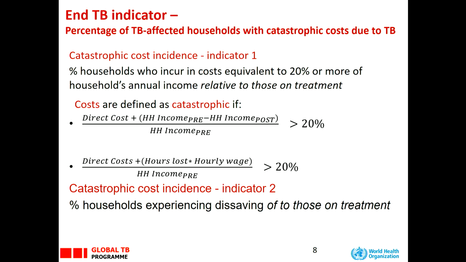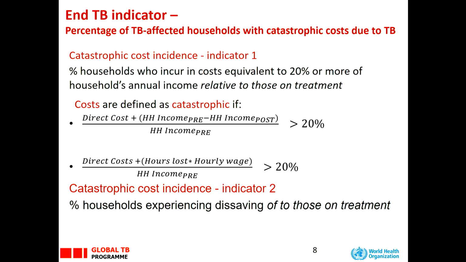The data collected allows us to calculate the NTB indicator, the percentage of TB-affected households with catastrophic cost due to TB. And there are two indicators. The first one and main one is the percentage of households who incur costs that are equivalent to 20% or more of the household's annual pre-disease income, relative to those on treatment. The second indicator is the percentage of households that experience any kind of dissaving relative to those on treatment.